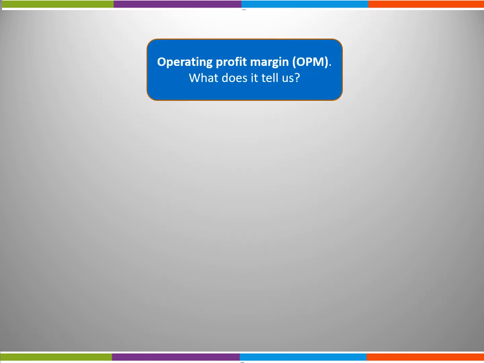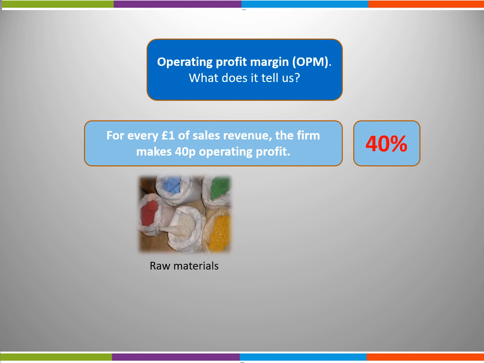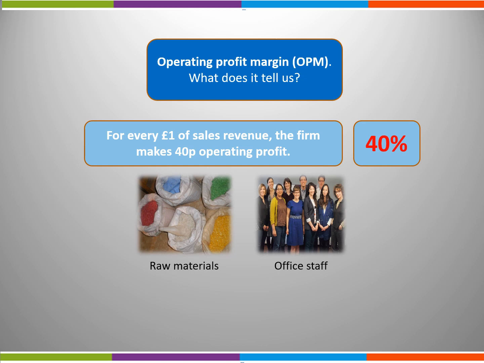So what does this figure of 40% tell us? For every £1 of sales revenue, the business makes 40p operating profit. If operating profit is low or falling, this may indicate that a business, firstly, is not managing its cost of sales effectively. For example, the cost of raw materials are too high. This will impact on both gross profit and operating profit. Secondly, the business is not managing its expenses effectively. Alternatively, it could be that sales are low in comparison to the cost of goods sold or the business's expenses.